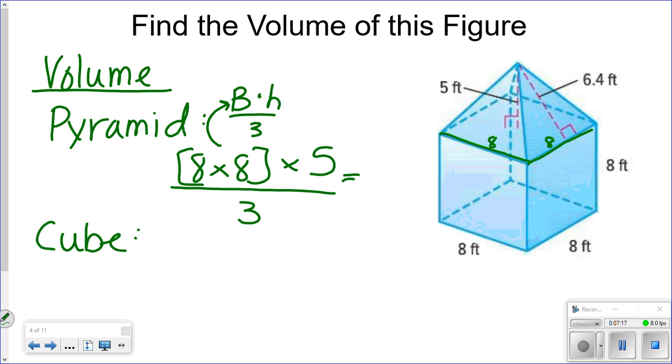Now, when you do it on your calculator, you're going to get a decimal, so round to the nearest tenth. That's just the pyramid.